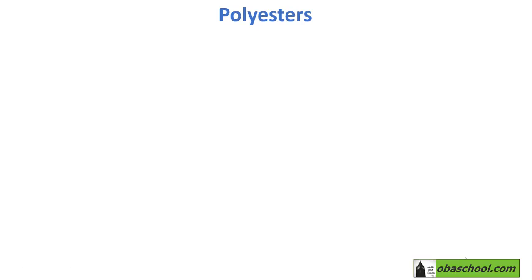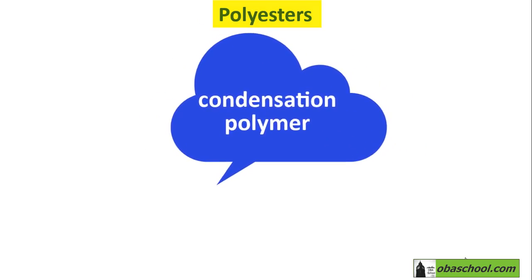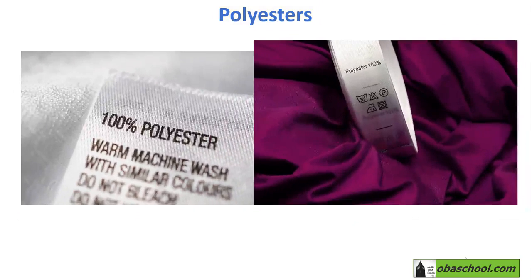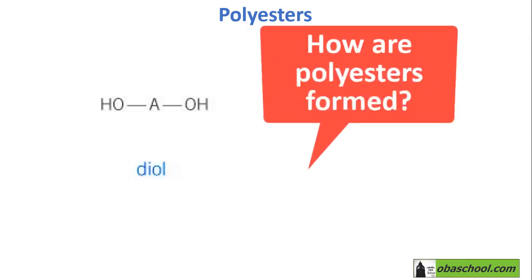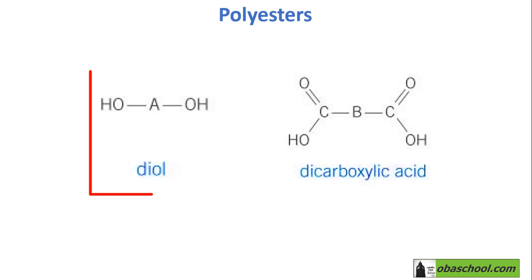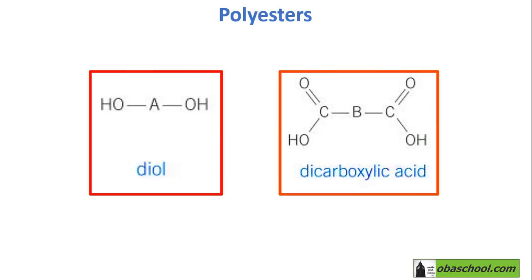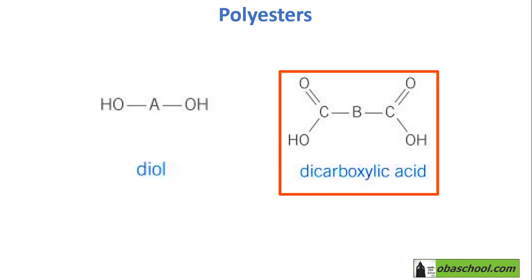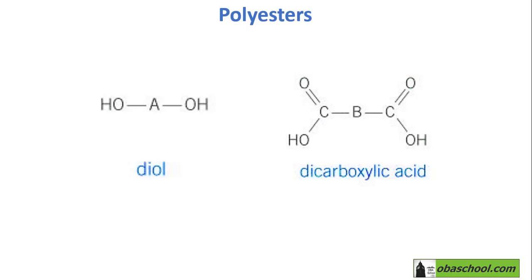Today we're going to discuss polyesters. Polyesters are one of the condensation polymers that we mainly see in our clothes. How are polyesters made? Well, polyesters are made when diols and dicarboxylic acids are used together.